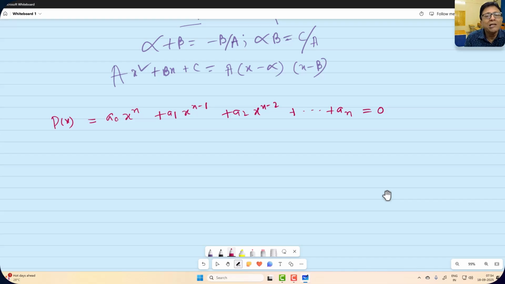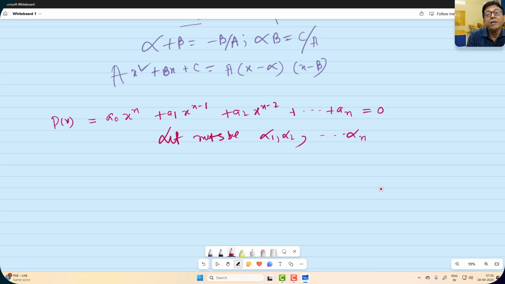Now for this polynomial equation, let the roots or zeros of the polynomial on the left hand side be alpha 1, alpha 2, up to alpha n. Because by the fundamental theorem of algebra, you know that a polynomial equation of nth degree has n roots, real or complex, that we don't know, but it has n roots. Maximum number of roots is n, minimum number of roots is also n, exactly n roots are there.